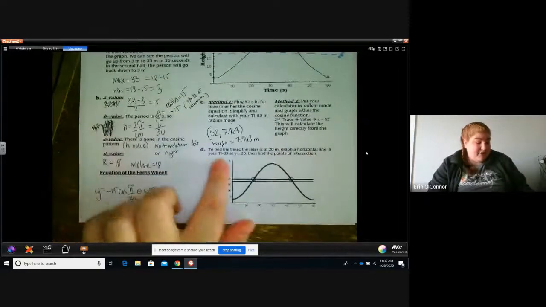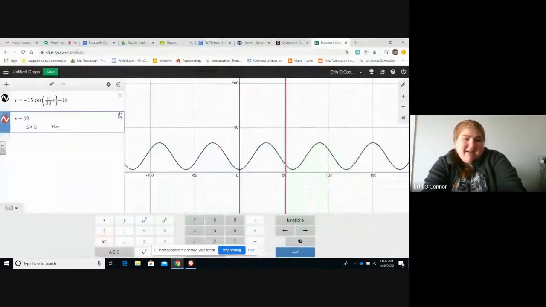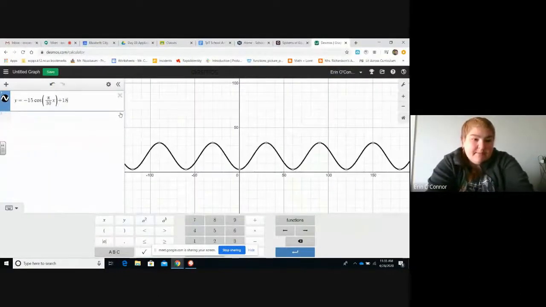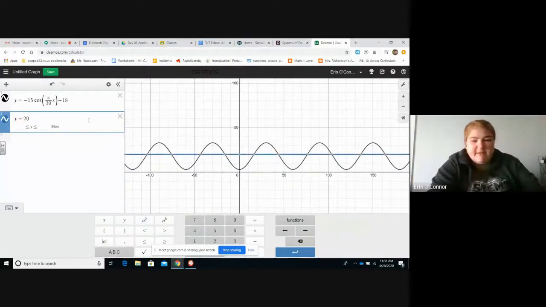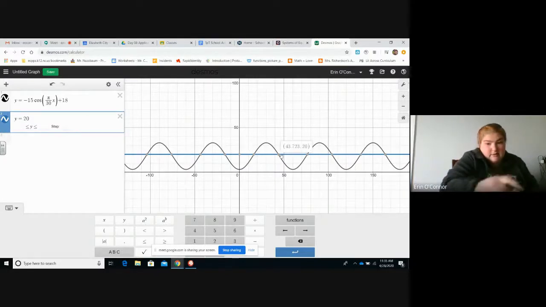Now the same thing can happen. You can use your graphing calculator or Desmos to find the height at 20. But height is your y, so it would be y equals 20. And at y equals 20, remember, we're only doing this first period. So I have 16.27720 and 43.72320. Now it asks to find the times that the rider is there.